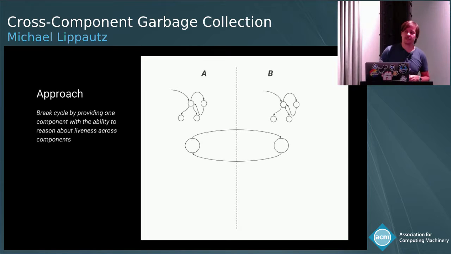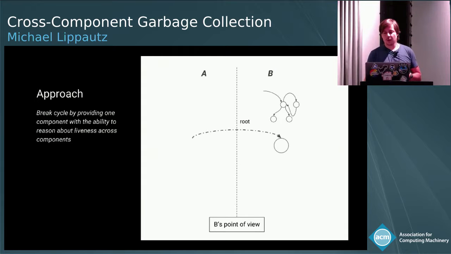So what did we decide to do? The general approach for dealing with reference cycles is that you break up one of those links, right? So we provided the system with the ability to reason about a different component. In our example here, we could provide A with the ability to look into B and reason about liveness across components. And essentially, you want to have a look at objects that can transitively reach back into your component. For component B, though, we didn't do anything. It still will treat incoming references as roots. It's only required to break up one of those links.